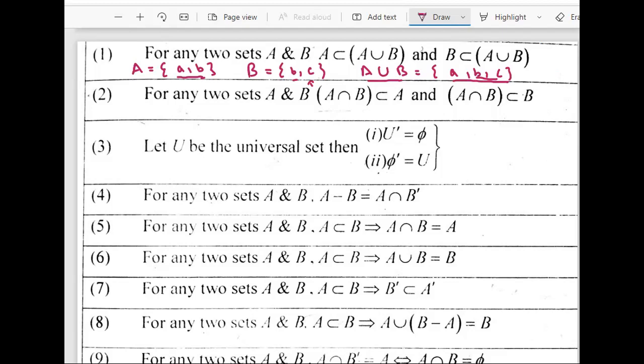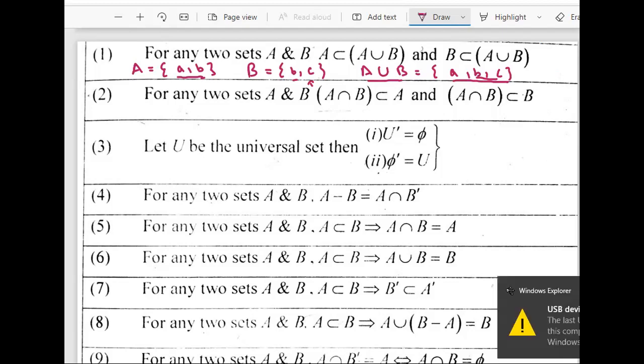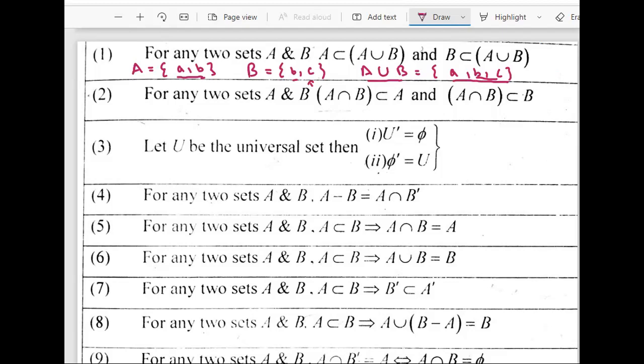So the B has B and C, and A union B has A, B, C. So won't it be B? Oh, B is the subset of A union B, right? Yes, yes. Oh, okay, got it. Okay, sure.